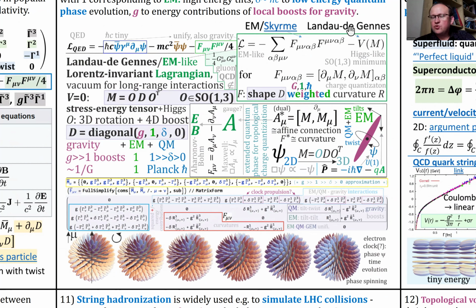And we need this Higgs-like potential, which prefers a shape of our molecule, so this set of eigenvalues. So our field is this M, which can be decomposed locally as this diagonal D and applied first rotation, and then also boosts. And this D prefers some set of eigenvalues. So there is, let's say, 1 for the electromagnetism, but also this tiny delta for these very low contributions of quantum mechanics in the QED Lagrangian, for example, and then also there's G much larger to describe the strength of contribution of local boosts for gravity.